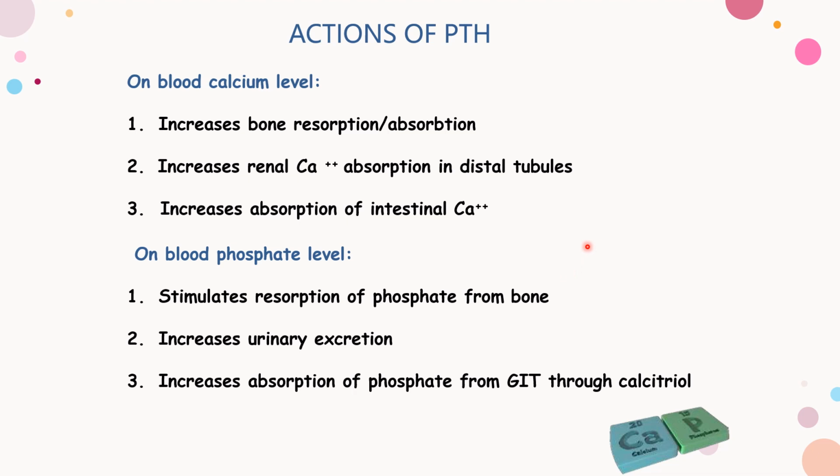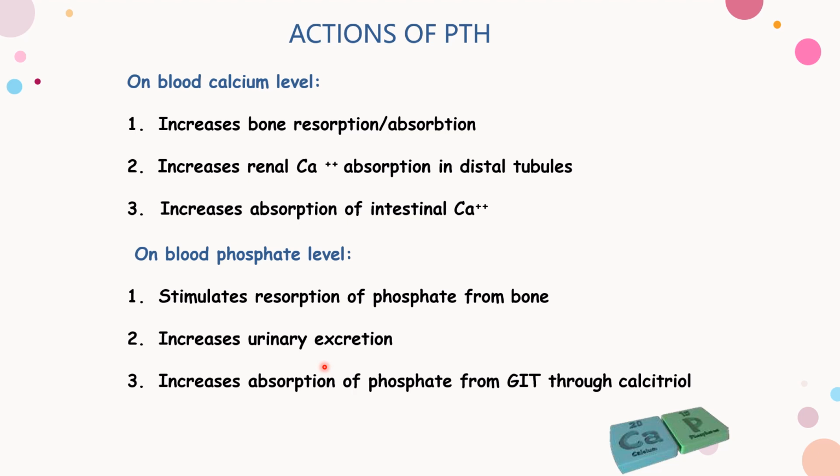And the actions of PTH on the blood calcium level and on the blood phosphate level. On blood calcium level, it increases bone resorption, and it increases renal calcium absorption in distal tubules, and it increases absorption of intestinal calcium. So on bone, on kidney and intestine, in all these three, it increases the absorption.